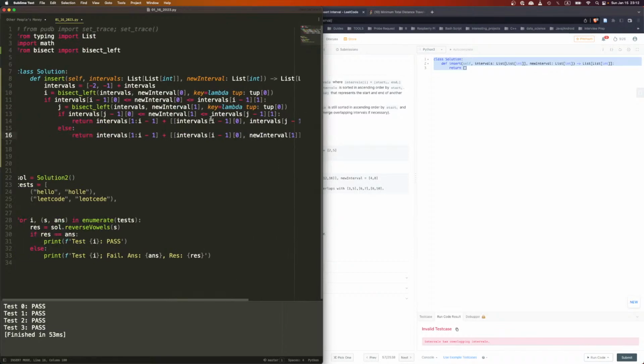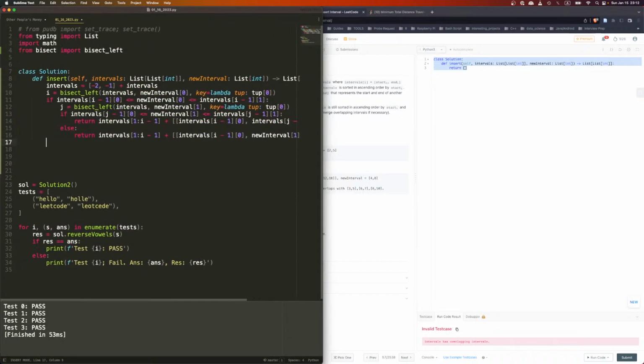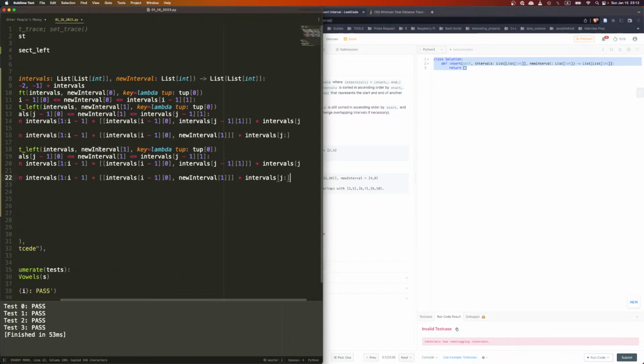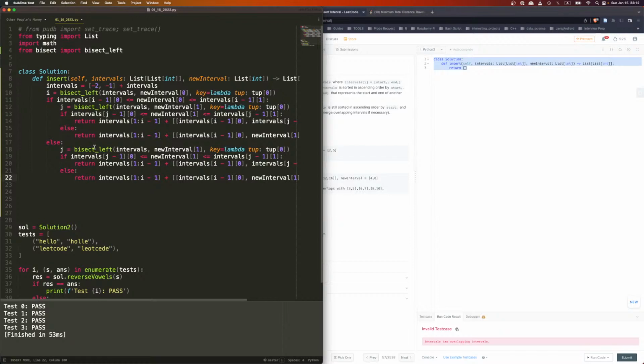Okay, so the start, yeah, because it's in between the two, the new interval, the start. So when we merge, it's always gonna be the smaller one. And the end, if it's in between, it's always gonna be the bigger one, unless it's outside. So now we can say else. Else means the start is in between the two. In between the two, then we do the same thing. And we do the j.